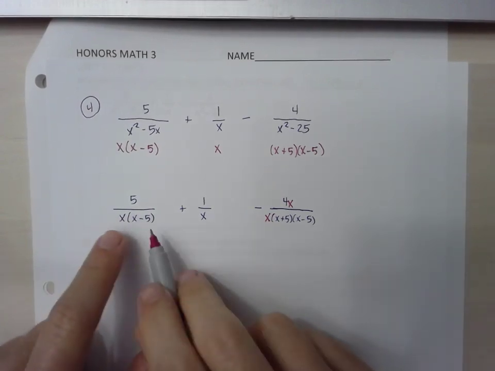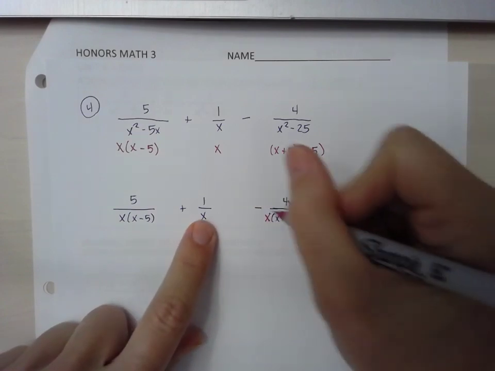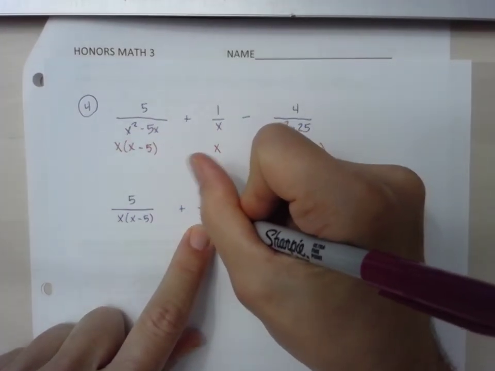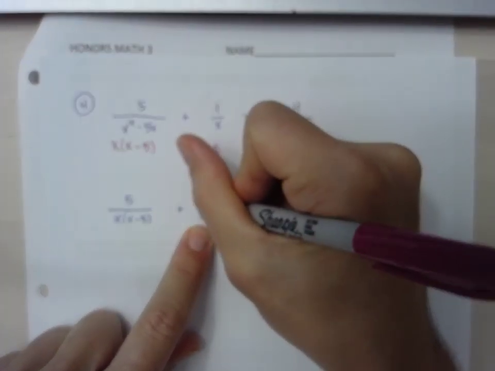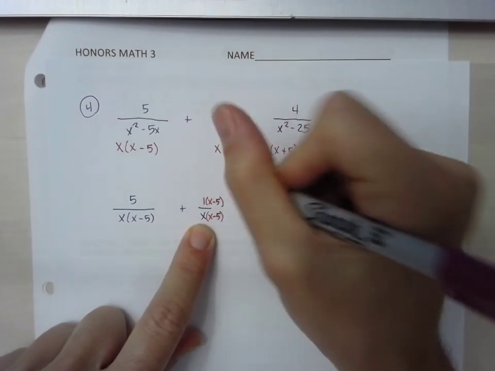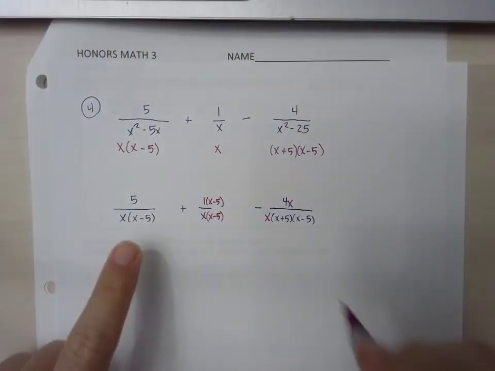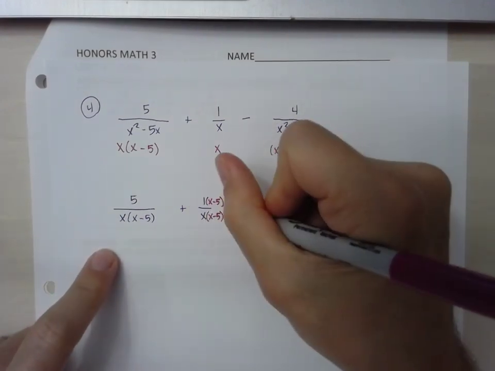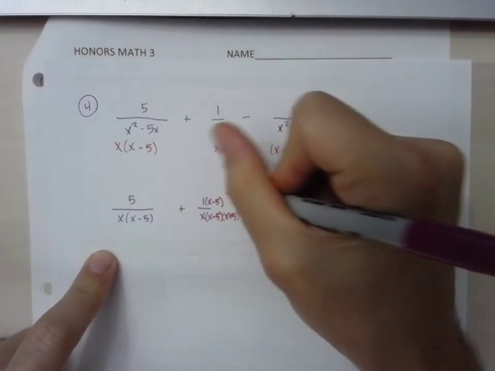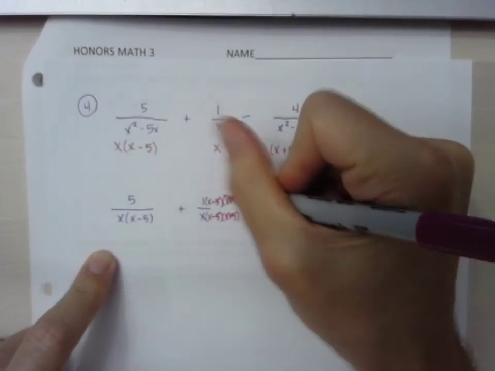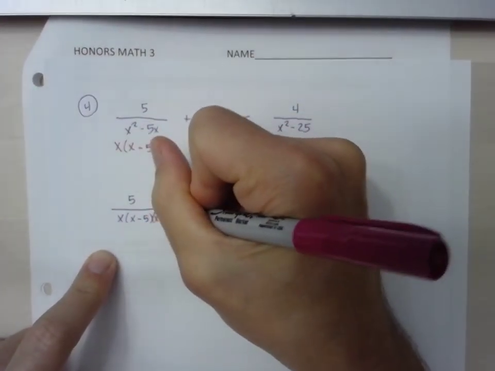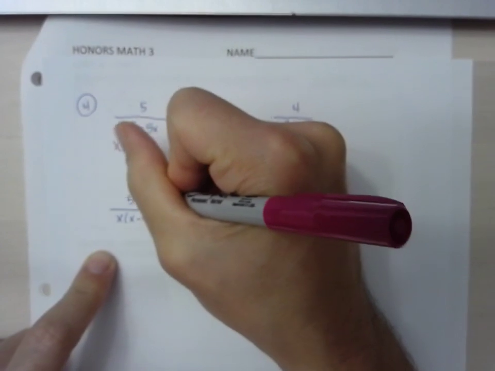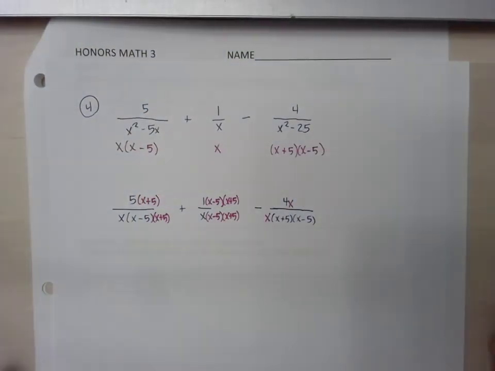This factor has an x minus 5. This one does not. So I'll write an x minus 5 there. This one has an x minus 5. This has an x plus 5. These two do not. So let's write an x plus 5 on the numerator and denominator for both of those. And I think we got everything we need for the denominators to match up.